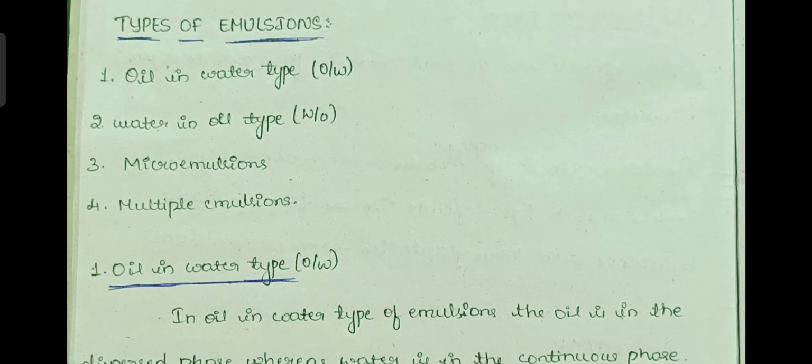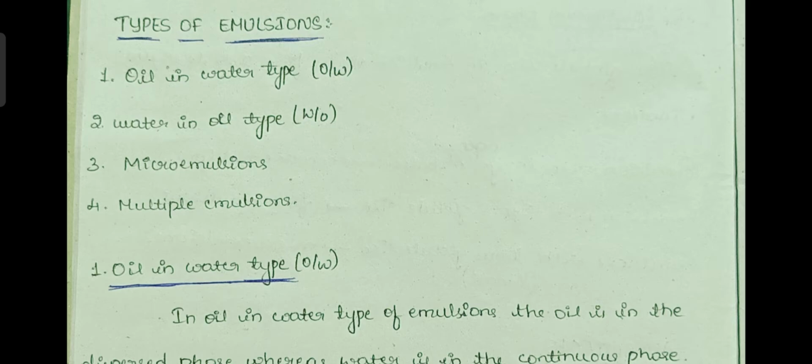Types of emulsions. Oil in water type of emulsion, that is O/W. Water in oil type of emulsion, W/O. Microemulsion and multiple emulsions. In the larger classification, four types of emulsion come: O/W, W/O, microemulsions, and multiple emulsions. Multiple emulsions means O/W/O, W/O/W, like that.